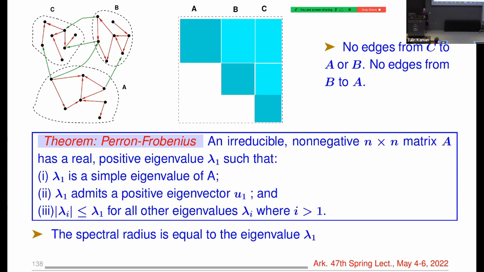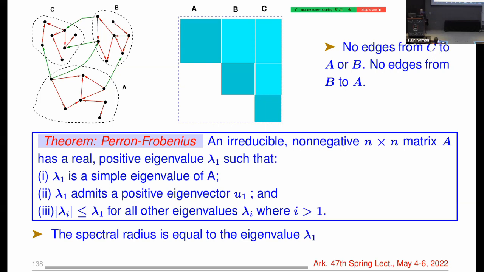So here's the main theorem that I wanted to mention. Let's suppose you take an irreducible matrix. So you cannot put it in this form; you cannot decompose it in this block form. It's also non-negative, so n by n, irreducible. Then you could say that it has one real positive eigenvalue, lambda 1, the largest eigenvalue essentially, such that lambda 1 is a simple eigenvalue of A. Lambda 1 admits a positive eigenvector U1. So the components of the eigenvector are strictly positive. Okay, it's very, very important.